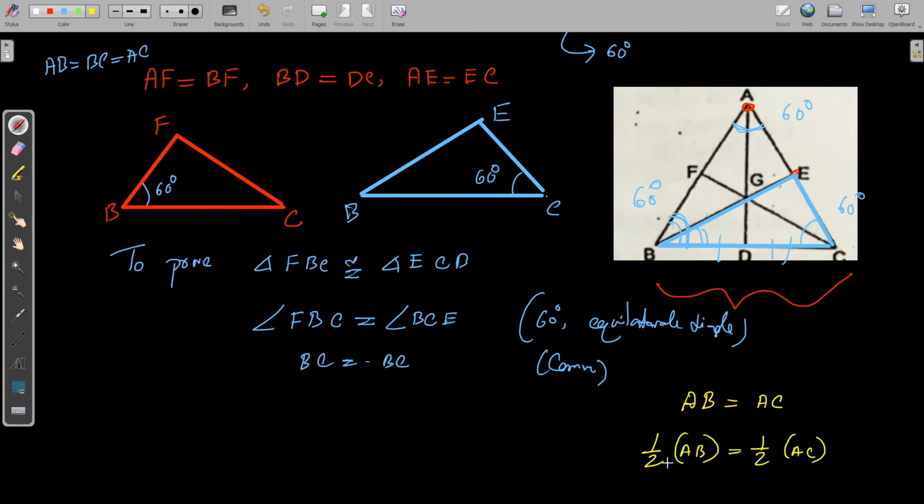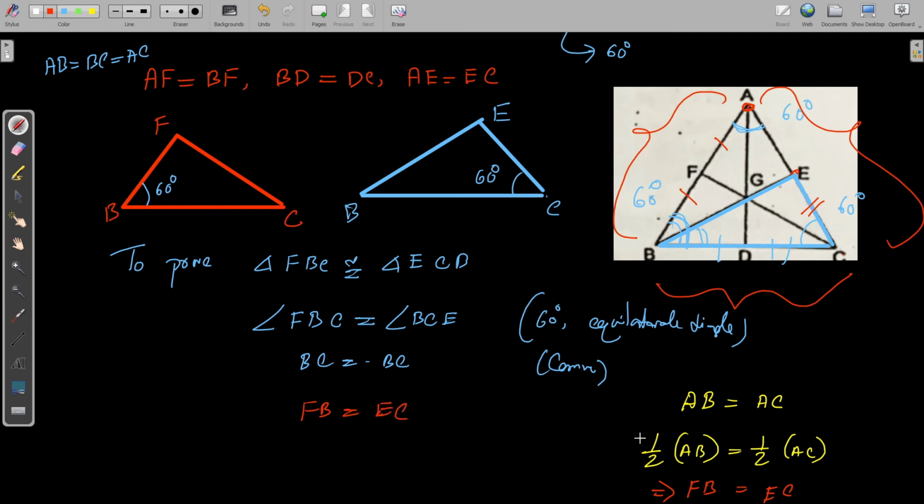If we multiply the same number on both sides, it remains the same. Now half of AB, if you see the diagram, this is AB. What's the half of AB? AF and FB. So can I write half of AB as FB? Or half of AC, can I write it as EC? Fine. So we got our third point. So we're going to write here FB is equal to EC.